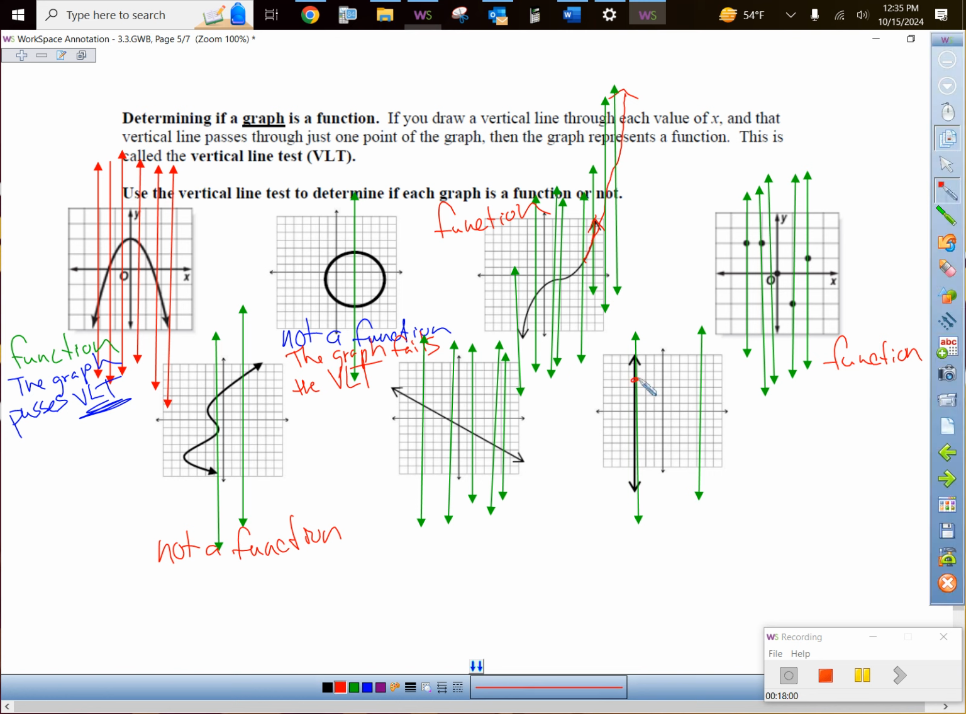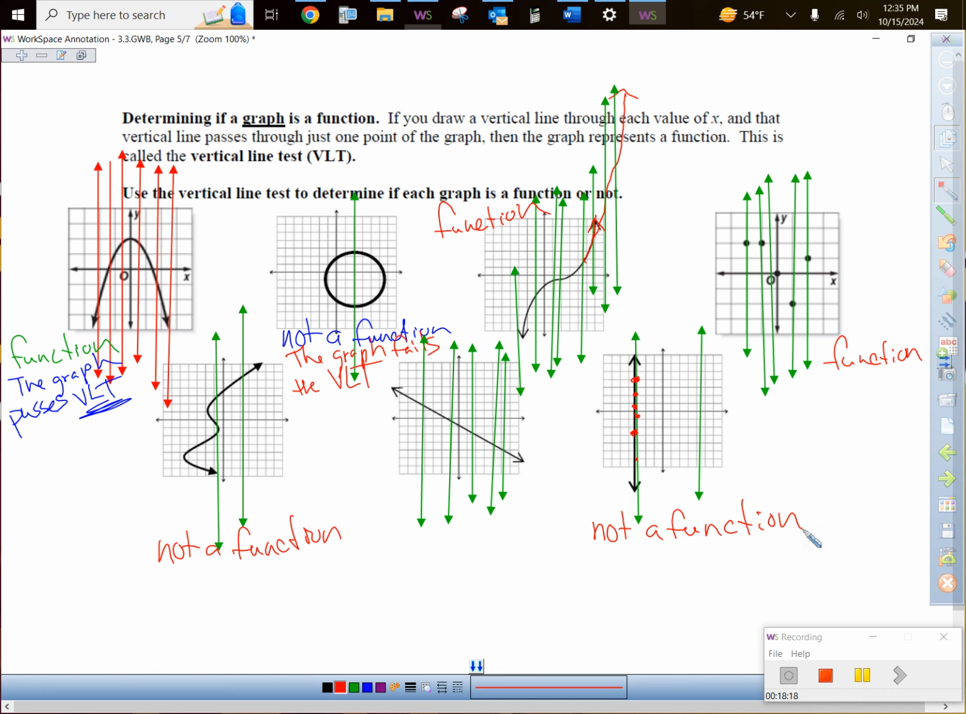Well, does it touch it right here? Yes or no? Yep. Does it touch it right here? Yep. Does it touch it right here? How many times does it touch it? Starts with an I. Infinitely. Function or not a function? That is not a function. Not a function. The graph fails the vertical line test, which is weird because it's a vertical line. A vertical line will intersect a vertical line an infinite number of times.